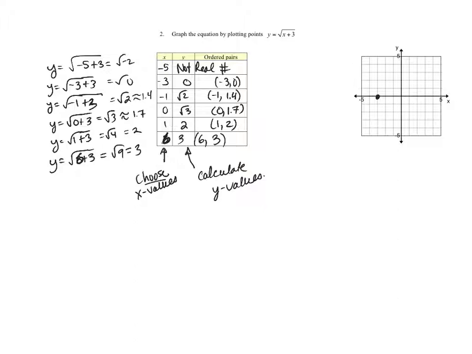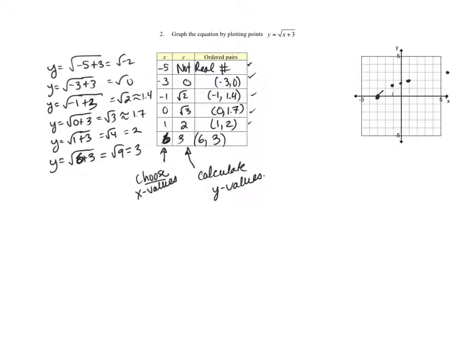Okay, so I graphed this one already. This one wasn't in the graph. Let's go ahead and do this one. -1 and 1.4. So that's about there. And 0, 1.7, 1, 2. I'm right here. And at 6, so that'll be over here, I'm up at 3.